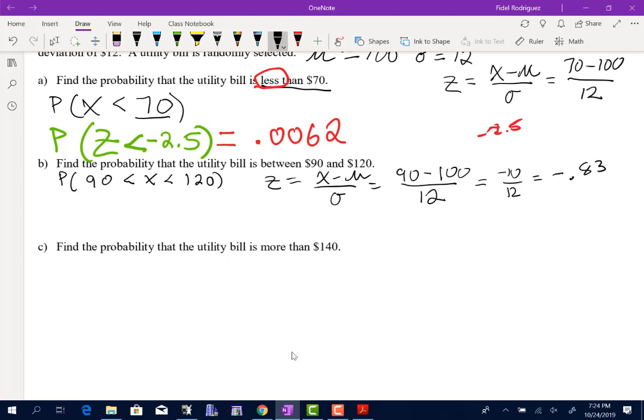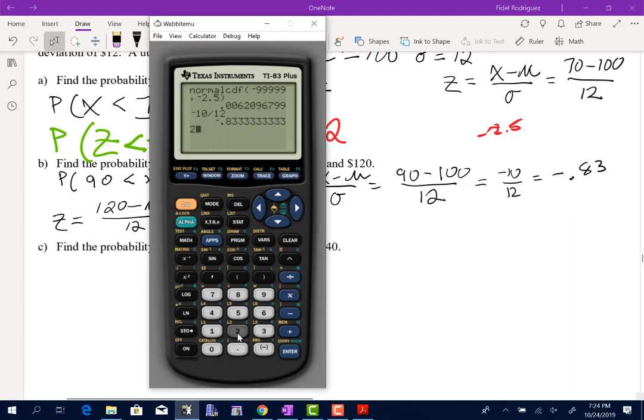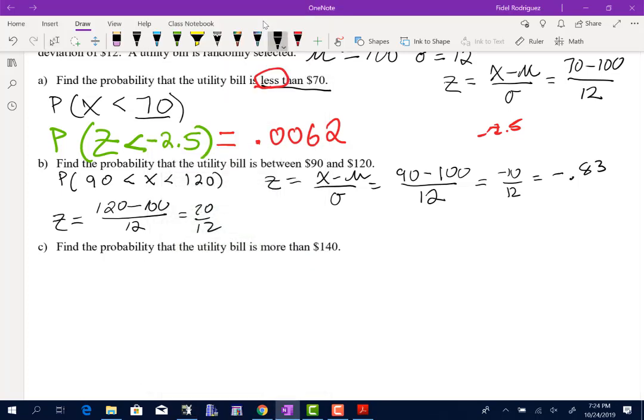Guys, do y'all agree with me that we're going to do this again? But now we're going to plug in what number for our x? 120 minus 100 divided by 12. So that's 20 over 12. What's 20 divided by 12? Anna says we came up with 1 point, and there's a whole bunch of sixes, so y'all agree we're going to round it up to 1.67? Okay, good. So this is equal to 1.67.